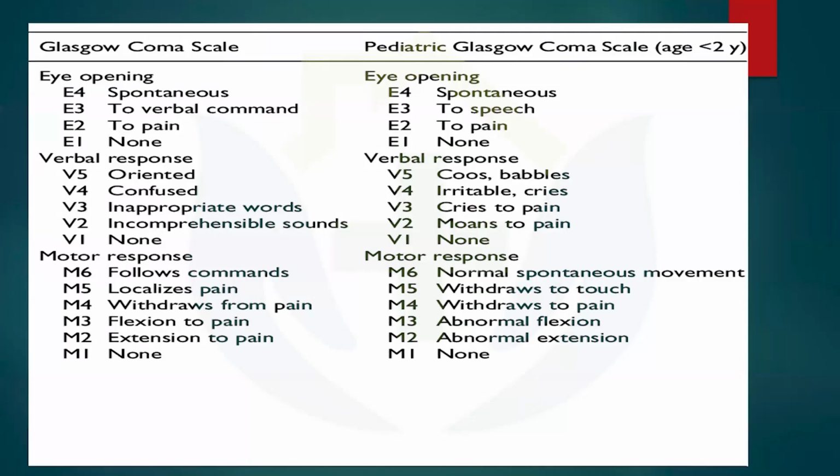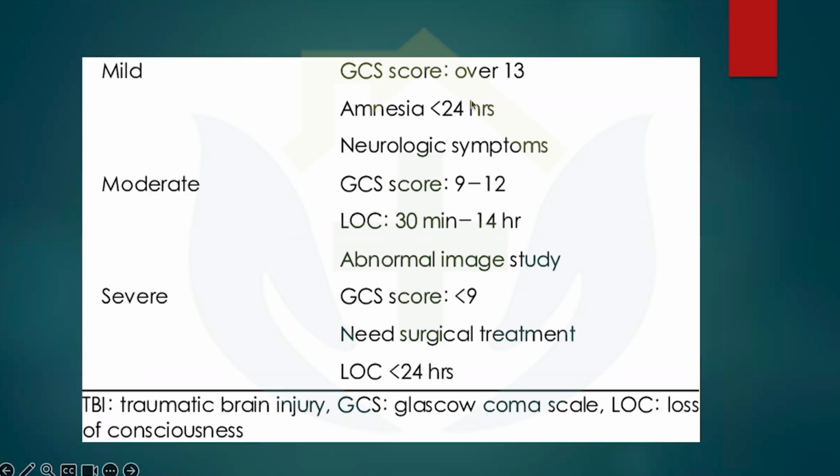How? If the GCS score is 8 or less, and the loss of consciousness is less than 24 hours, with the patient needing surgical intervention, they are categorized as having severe traumatic brain injury. Anyone having a GCS of more than 13 and mild amnesia, with no neurological intervention, is mild. Anything other than mild and severe is moderate.